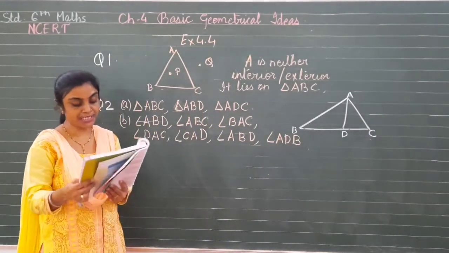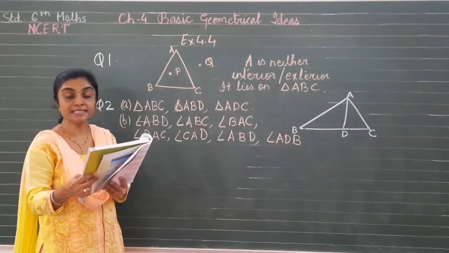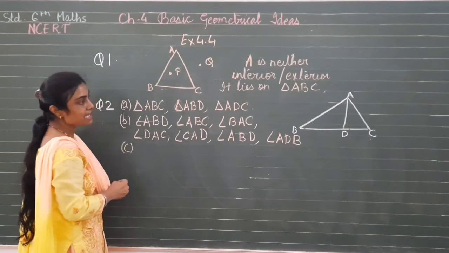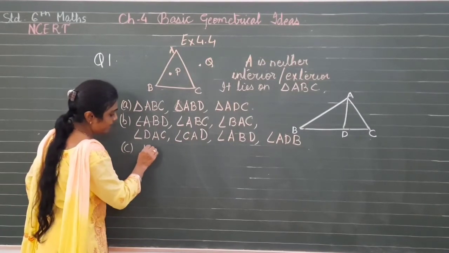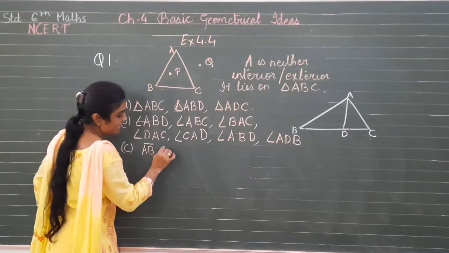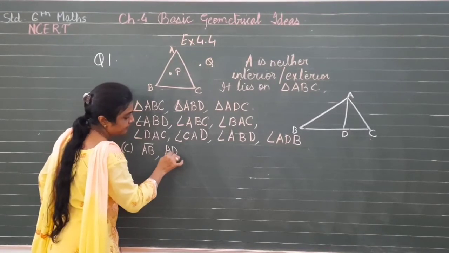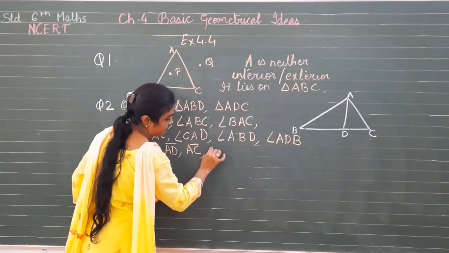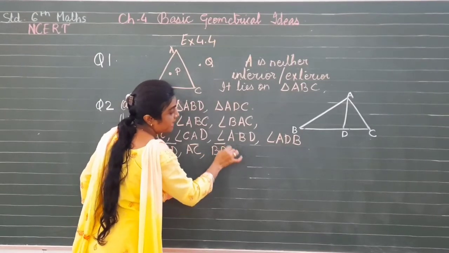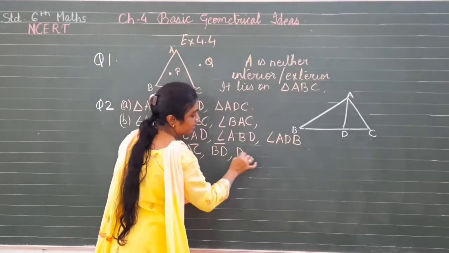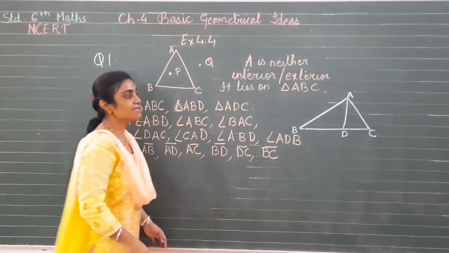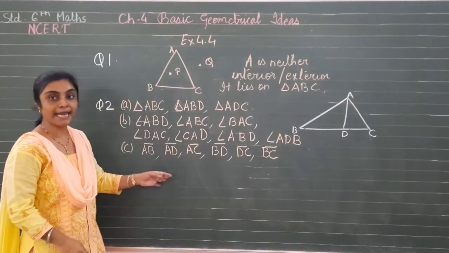The third question, C, write the names of 6 line segments. So we will write down the names of 6 line segments. Line segment AB, line segment AD, line segment AC, line segment BD, line segment DC and line segment BC. These are the names of 6 line segments.